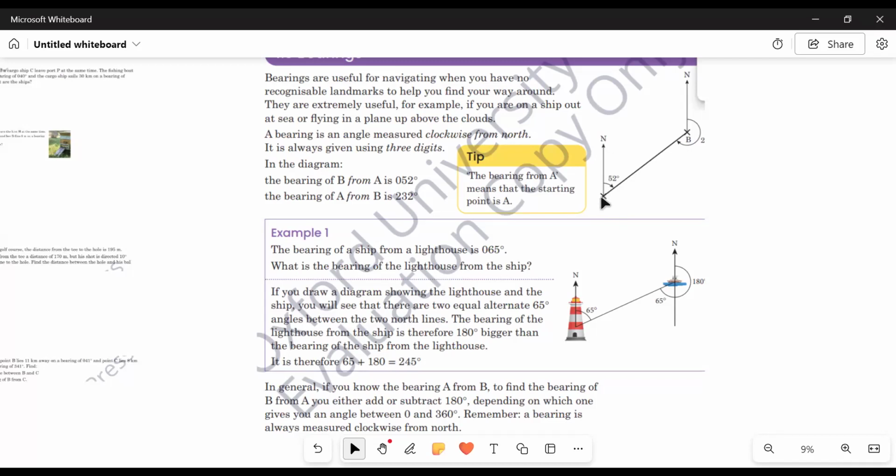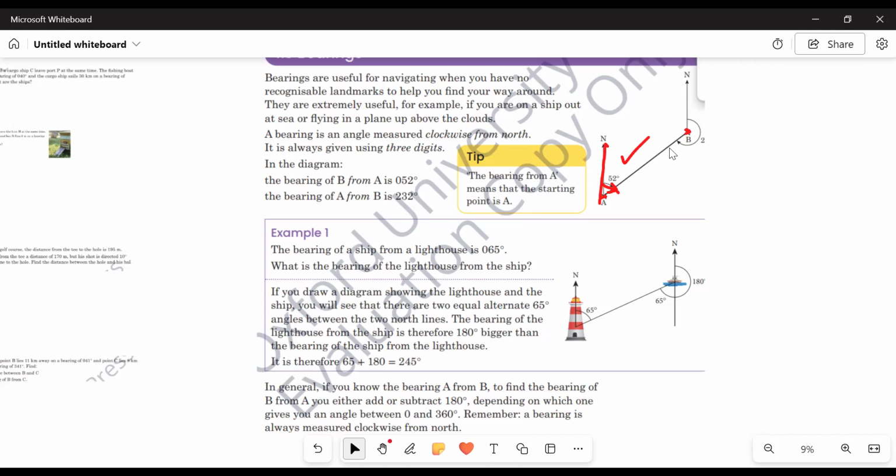When we are finding the bearing of B from A, it means we are finding the bearing of this point B according to this point A. Then the bearing will be from the north line; this is the north line. According to this, we will find this angle, and this will be 52. This bearing we call the fore bearing. Okay, so it is always in the clockwise direction.